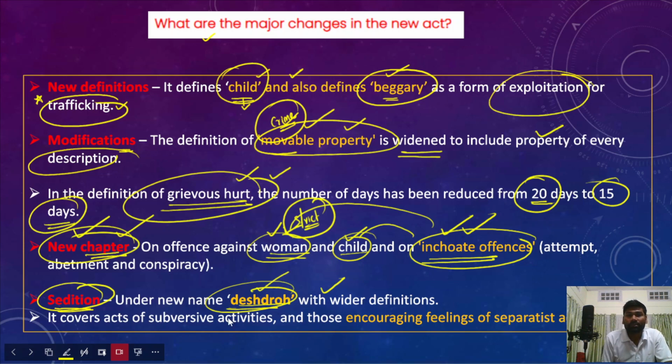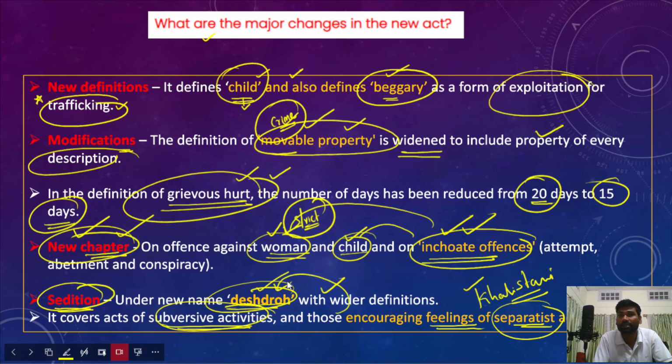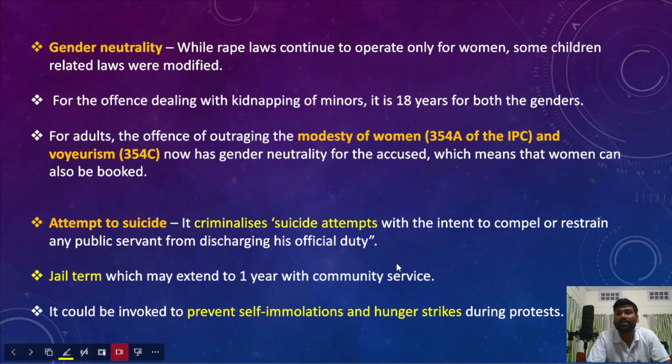So it covers acts of subversive activities and those encouraging feelings of separatist activities. For example, Khalistani activity can be branded as Deshdroh activity. Several subversive and separatist activities can be branded as Deshdroh or sedition activities. Earlier, sedition used to be governed by IPC section 124. Now sedition is branded as Deshdroh in the Bharatiya Nyaya Sanhita.